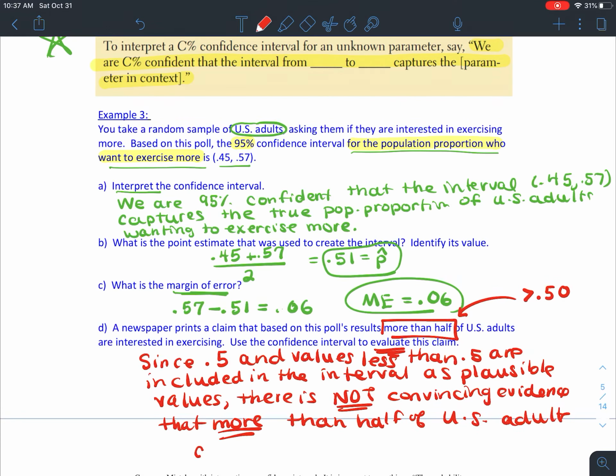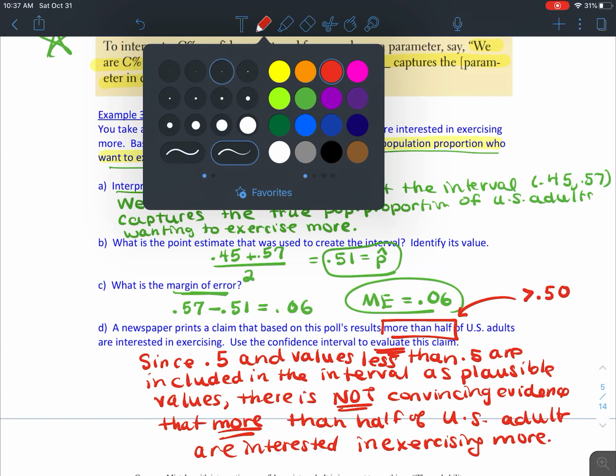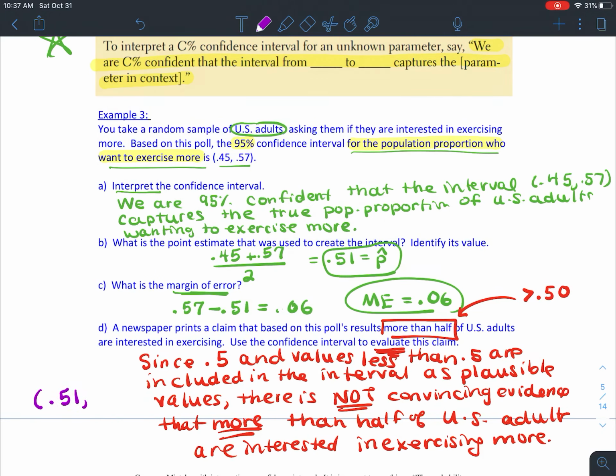Adults are interested in exercising more. Okay? We want to be really very convinced. And so if it feels like there is a chance that it could be less than 50%, or for that matter, even 50%, that is our evidence that, look, we don't have enough convincing evidence. Now, hypothetically, if our confidence interval was 0.51 to 0.59, we would have arrived at a completely different conclusion. We would have said, since all the values in the interval are above 0.5, there is convincing evidence that more than half of U.S. adults are interested in exercising more.